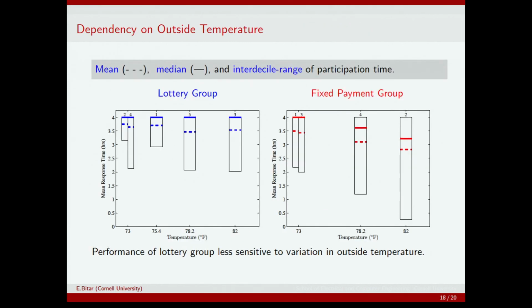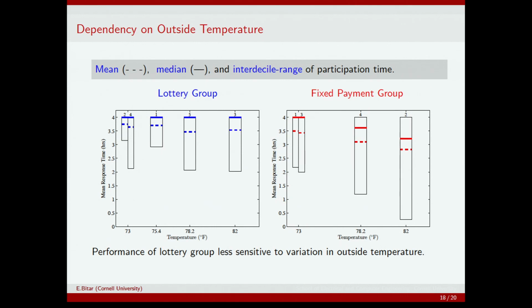Okay, this is an interesting figure. This compares the dependency of customer participation times as a function of the average outside temperature over the event time. The solid lines are the means, the dashed lines are the medians, and these boxes are the interdecile ranges. The participation time in the fixed payment group decreases with increase in temperature. But you also get an increase in the variance in response.